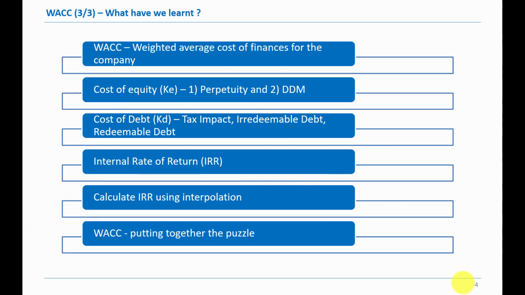So what have we learned? We learned that WACC is the weighted average cost of finances for the company. We learned how to calculate the cost of equity for a dividend that stays constant in perpetuity, using the DDM. We learned what cost of debt is and how to calculate it. We learned that the tax on debt is a tax allowable deduction. We learned how to calculate the cost of debt for irredeemable debt as well as redeemable debt. We understood the concept of IRR, and we also learned how to calculate IRR based on interpolation. And finally, we put 2 and 2 together and we came up with the weighted average cost of capital.